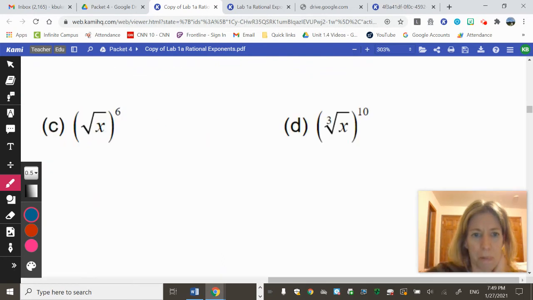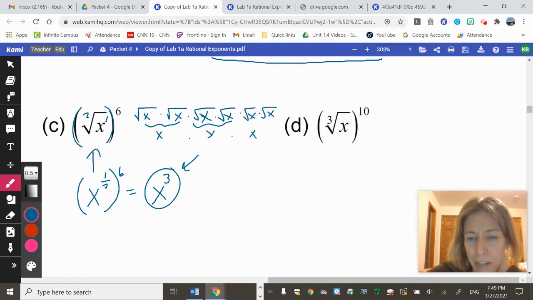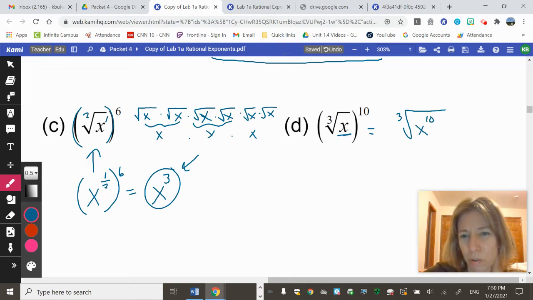Next. All right, so when the 10 is outside, remember this is the same as the cubed root of x to the 10th. Okay, there's only one item under here. So we can do this. Remember I said the order didn't matter for root or power.